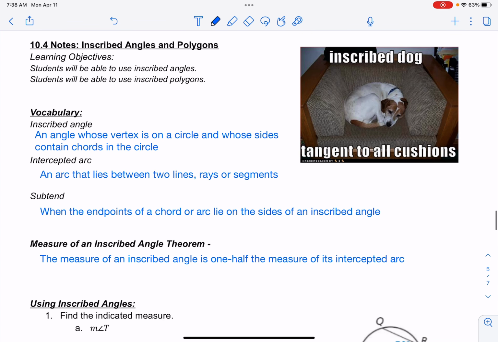All right, guys, so today we are continuing on with circles. We are going to talk about inscribed angles today. So in our last class, we talked about central angles, and today we are looking at inscribed angles.